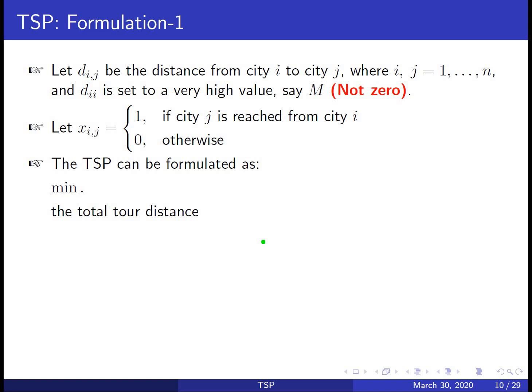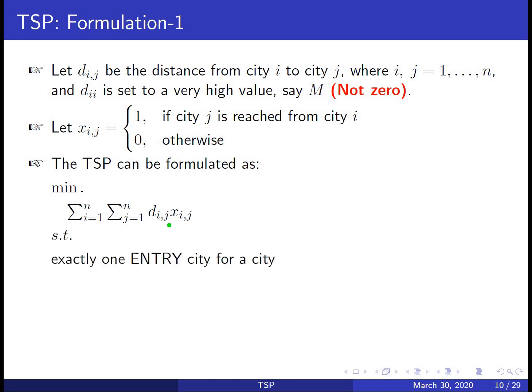To summarize, the total tour distance can be written as the sum of lengths of those arcs that are selected in the tour, which is nothing but summation over i, summation over j, Dij Xij.